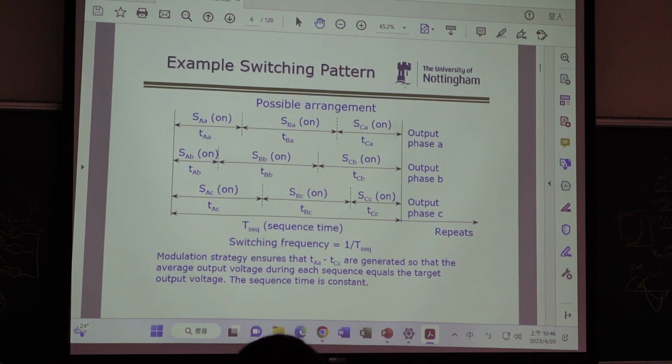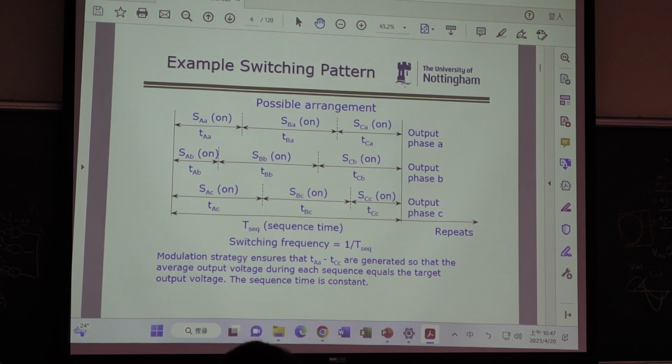So we have to decide T1, T2, T3. So we have T1, T2, T3, then T1, T2, T3, then T1, T2, T3. Then we have the T sequence. T1 plus T2 plus T3 is the T sequence. In general, the T sequence is 1 millisecond. If this is 1 millisecond, what is the switching frequency? 1 kilohertz. So the switching is quite low, only 1 kilohertz, not 10 kilohertz.